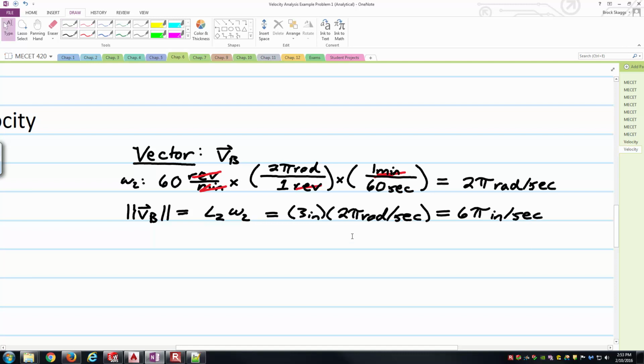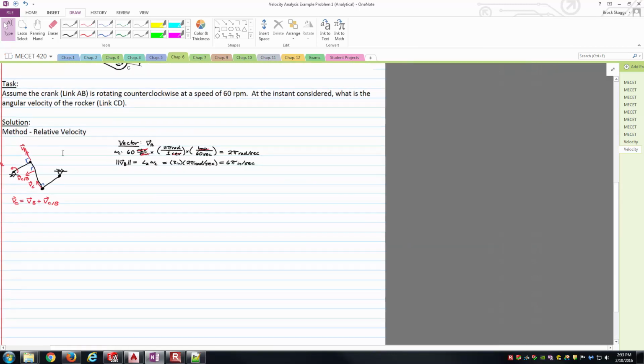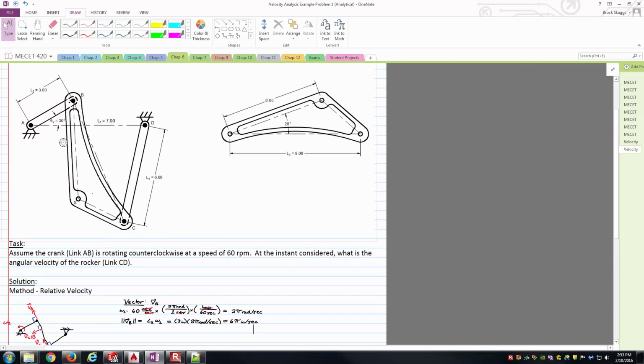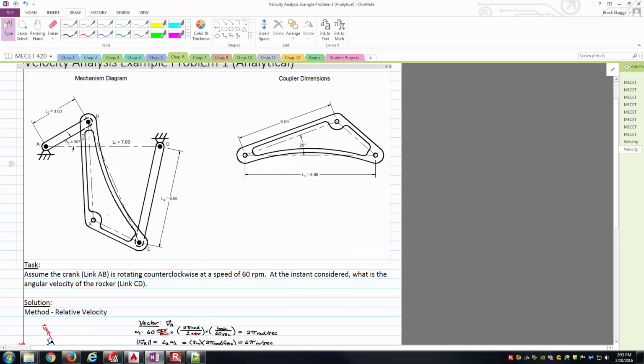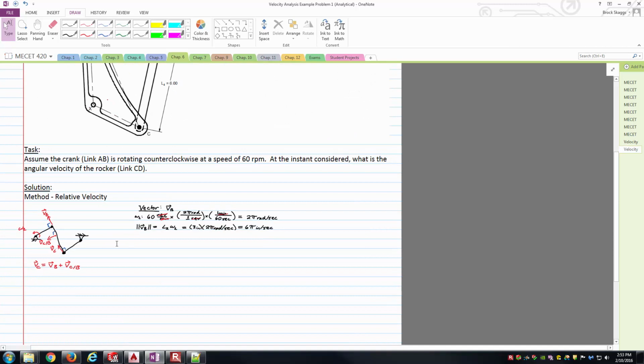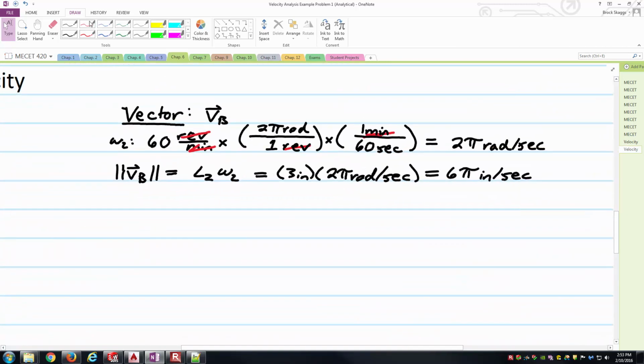So now that I know the magnitude, I need to work on the direction. The direction, I'm given up here that the angle that the crank's making with the positive x-axis is 30 degrees. And so from that I should be able to work out the angle of this vector, the angle the vector is pointed, I should say.